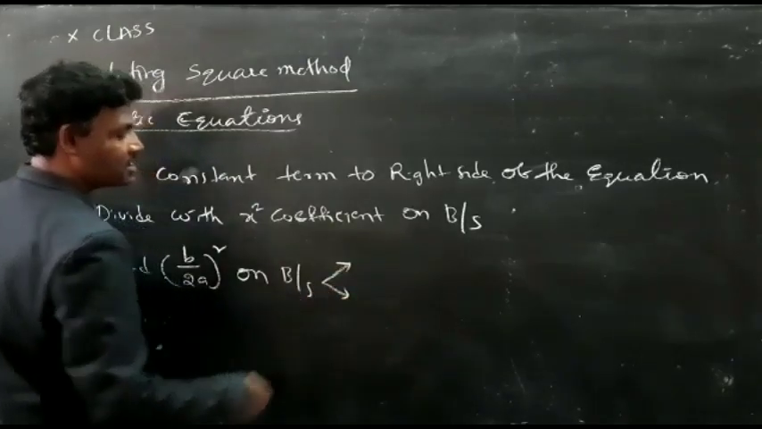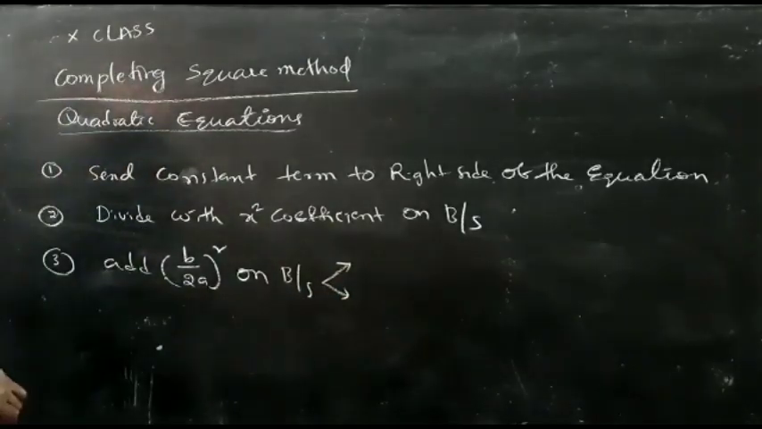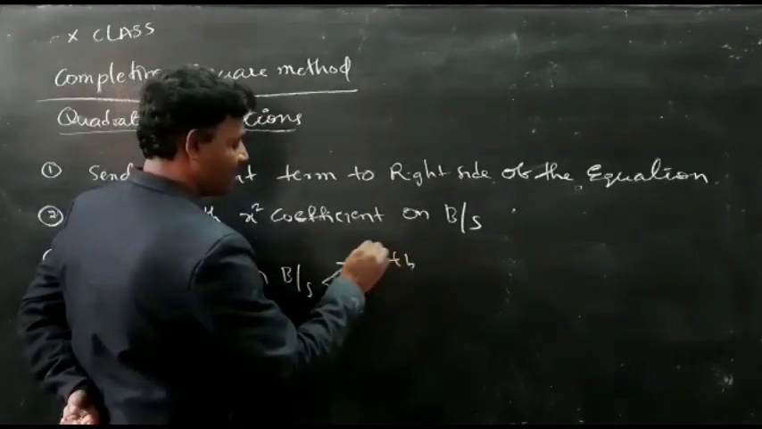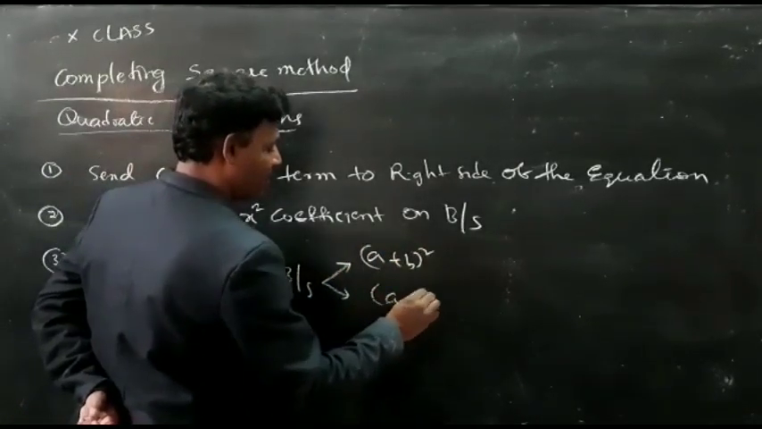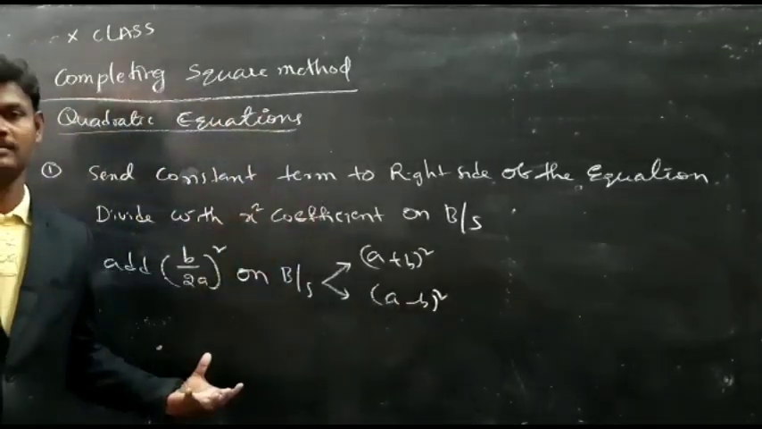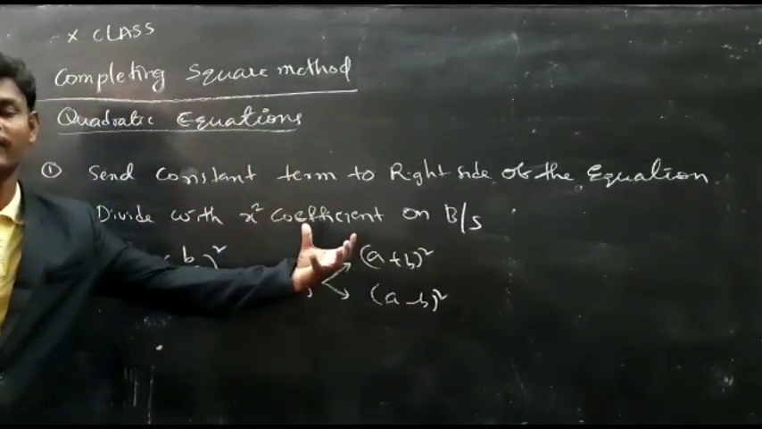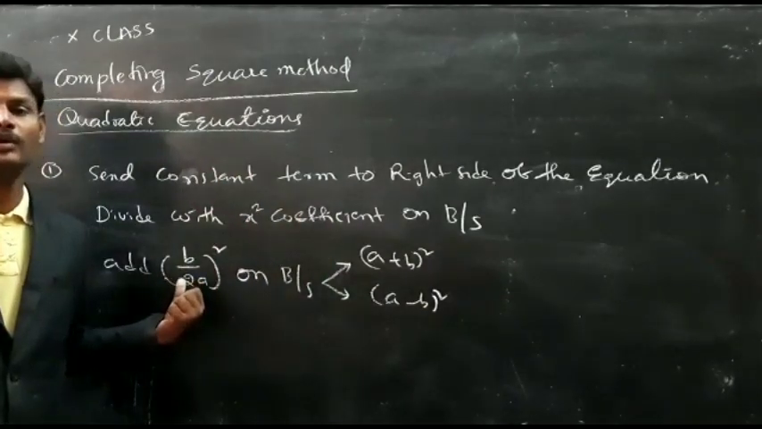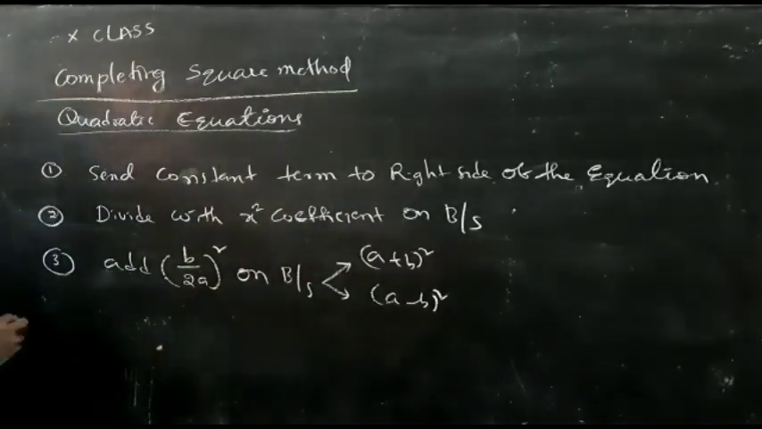By adding this, the left side term may be converted into a plus b whole square or a minus b whole square. To convert the left side portion into a plus b whole square form or a minus b whole square form, add b by 2a whole square on both sides.